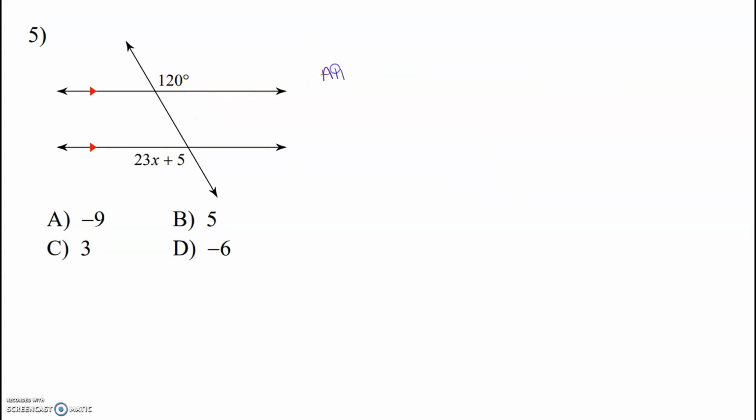Those are alternate exterior. And then ask yourself what you know. If lines are parallel, alternate exterior are equal, are congruent. Set them equal. 23x plus 5 should equal 120. Subtract 5 from both sides. 23x equals 115. And divide both sides by 23. And you should get x is 5.